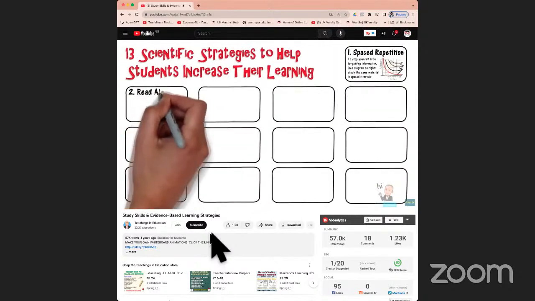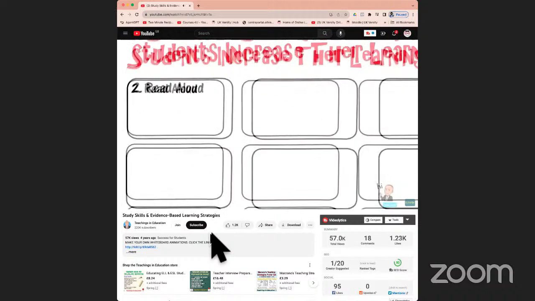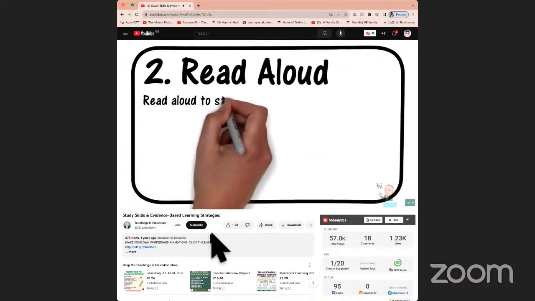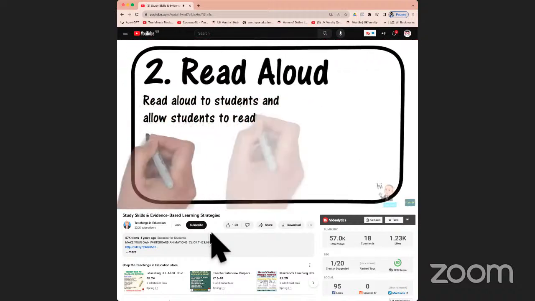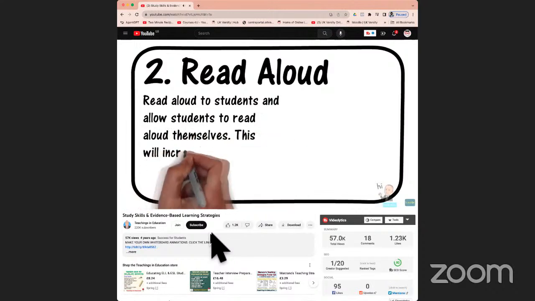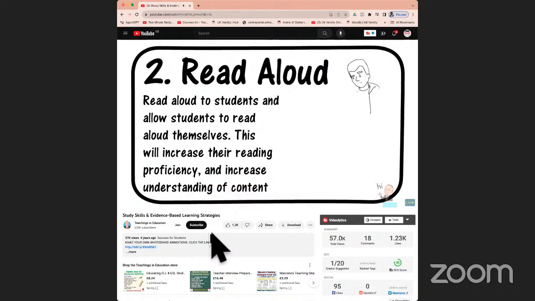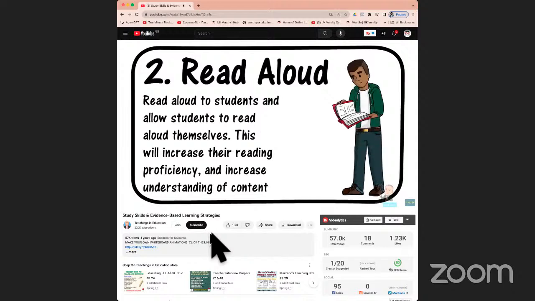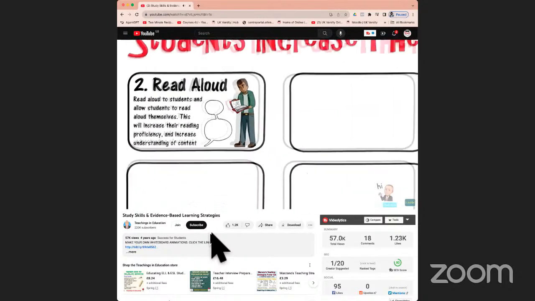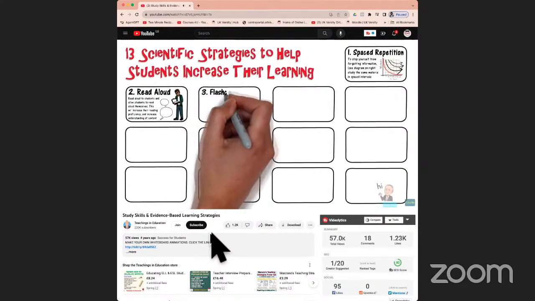Number 2, the second box, is to read aloud. Read aloud to students and allow students to read aloud to themselves. This will increase their reading proficiency and increase understanding of the content. Research tells us that the act of reading and speaking text aloud will better help you memorize information than simply reading information silently. Moving on to number 3, the third box.